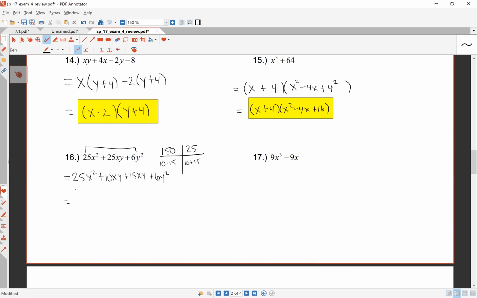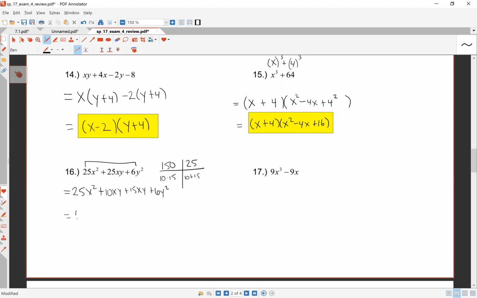From the first pair, we factor out a 5x, and that'll leave us with 5x plus 2y. From our second pair, we take out a 3y, and that'll leave us with 5x plus 2y. Now we see the common binomial of 5x plus 2y. We factor it off to the right-hand side, and that leaves us with 5x plus 3y in front.